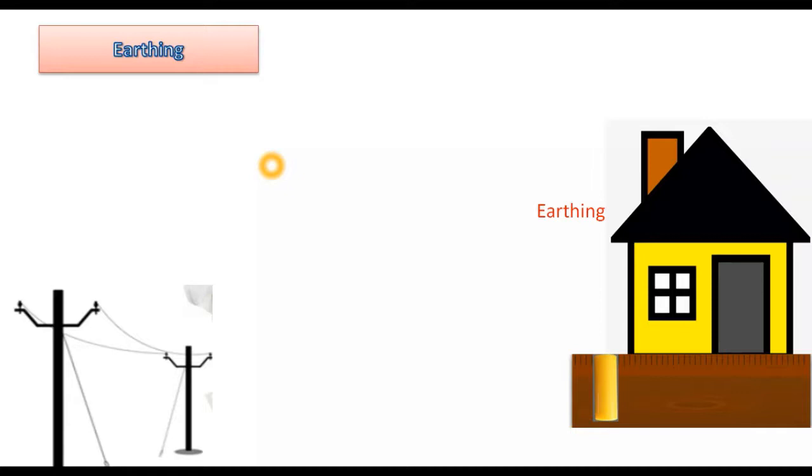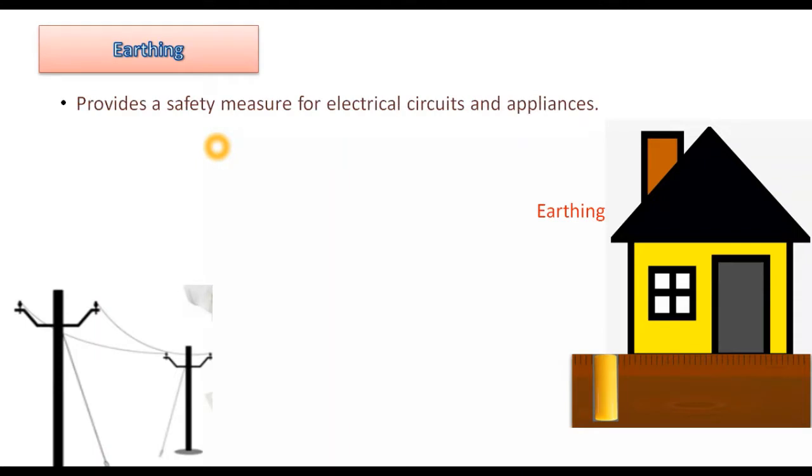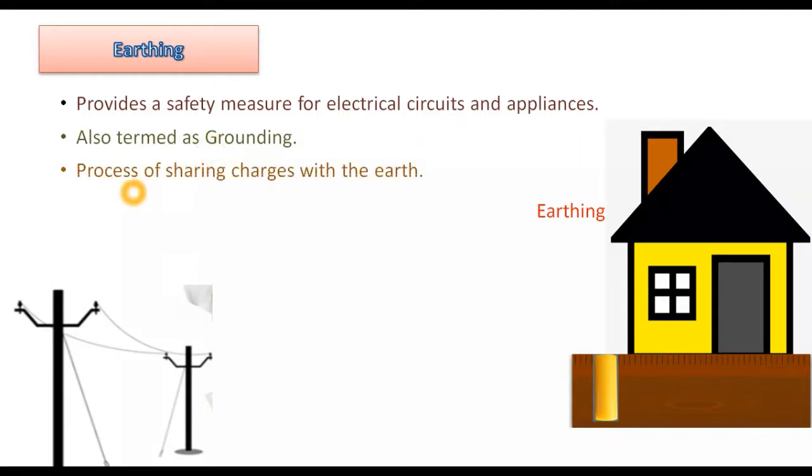In fact, the chance of electric shock is also more. So when you have that much current flowing throughout your house, that is where earthing acts as a safety measure. So we'll see what exactly happens in earthing and how it acts as a safety measure. Earthing is also termed as grounding, and it's nothing but the process of sharing charge with the earth.